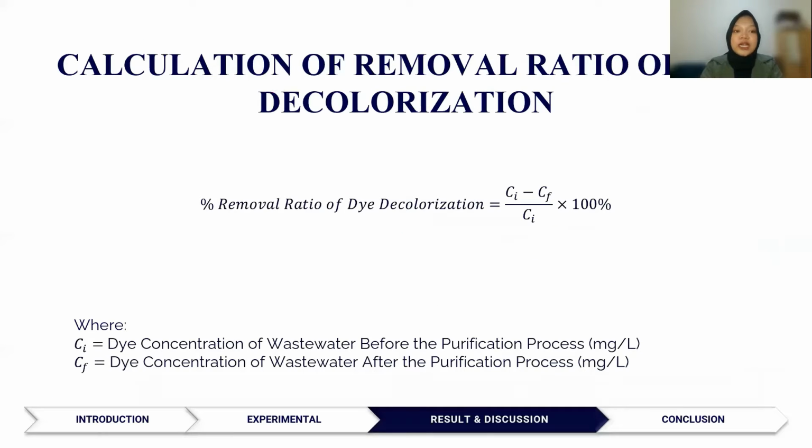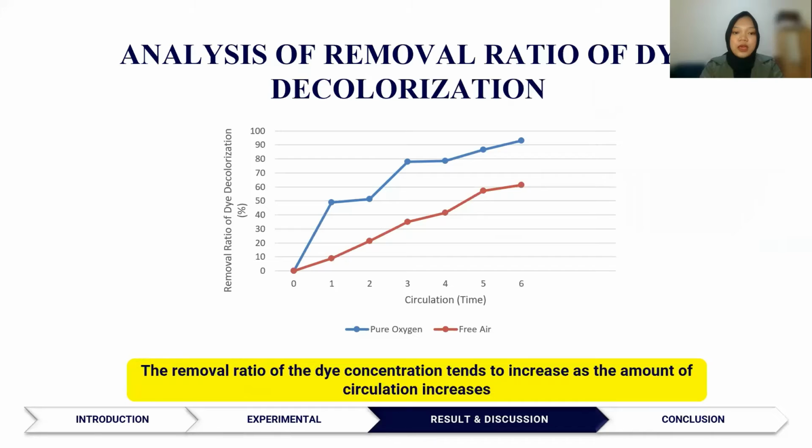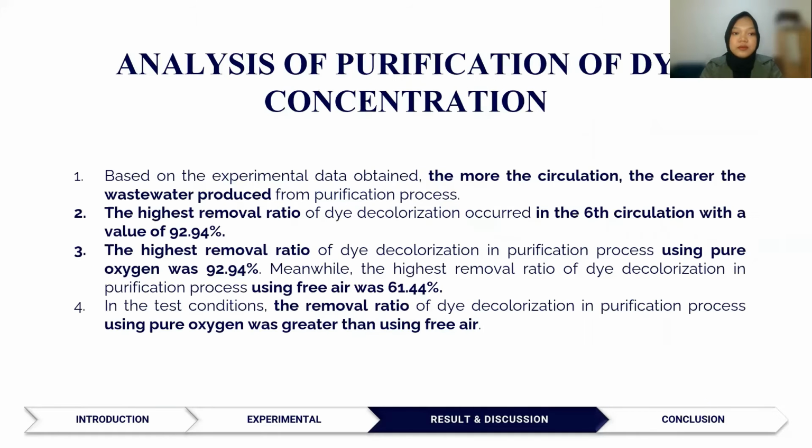And here is the calculation of removal ratio of dye decolorization. And this is the graph. From the graph, we know that the removal ratio of the dye concentration tends to increase as the amount of circulation increases. We can analyze that the more the circulation, the clearer the wastewater produced from the purification process.